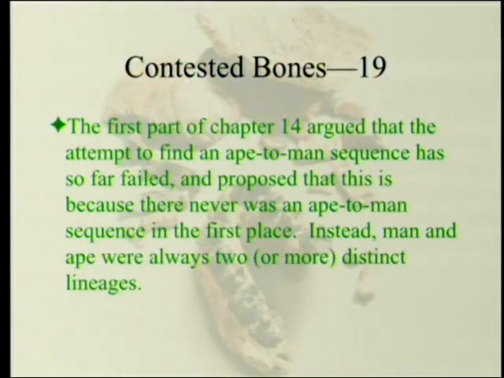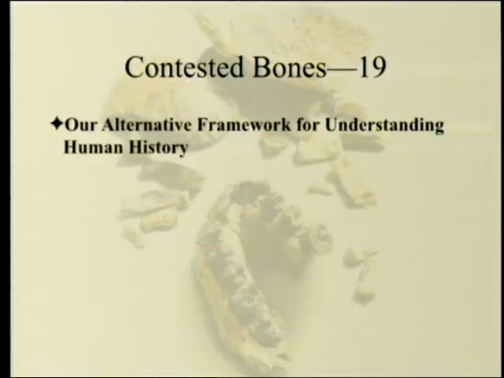Now, this is my summary of what we covered in the first part of chapter 14 last week. The first part of chapter 14 argued that the attempt to find an ape-to-man sequence has so far failed, and proposed that this is because there never was an ape-to-man sequence in the first place. Instead, man and ape were always two, or more, distinct lineages. And then we're going to come to their synthesis.